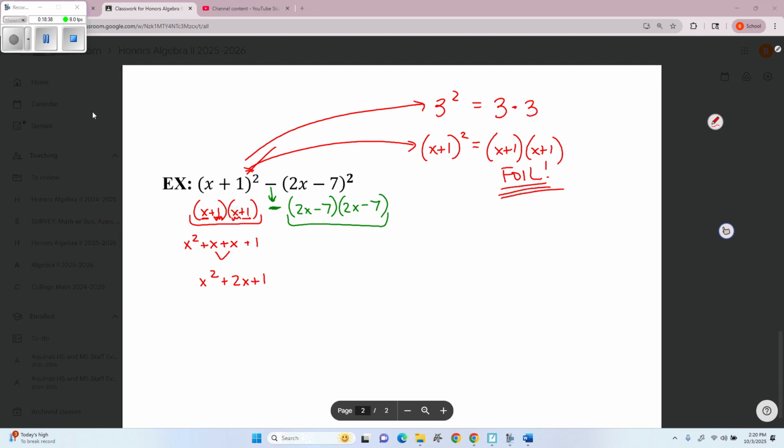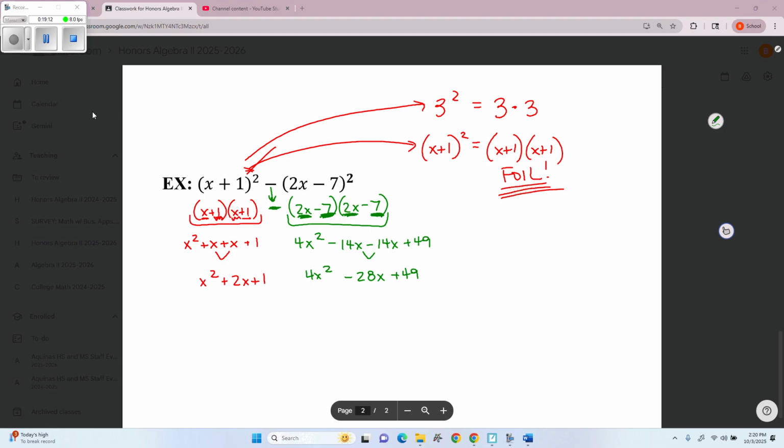Let's now do the green. So 2x times 2x, that's 4x squared. 2x times negative 7 is a negative 14x. Inside terms, negative 7 times 2x is another negative 14x. And then finally, our last terms, negative 7 times negative 7 is a positive 49. Again, we see the same, combining our inside and outside terms. This becomes 4x squared minus 28x plus 49.